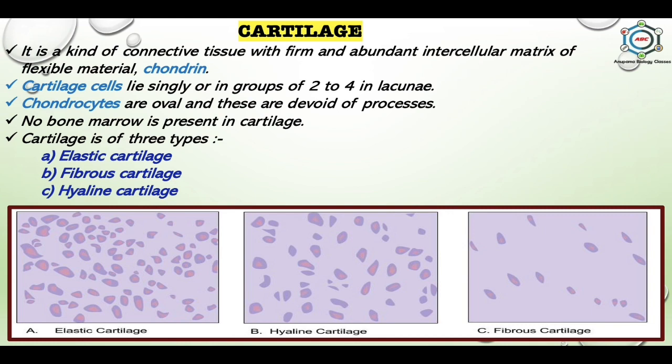Second is fibrous cartilage, which is present in intervertebral discs and in the pubic symphysis. And the last one is hyaline cartilage, which is present in sternal ribs, and it is also present in tracheal and bronchial rings. This is the structure. Here there is elastic, hyaline and fibrous cartilage.